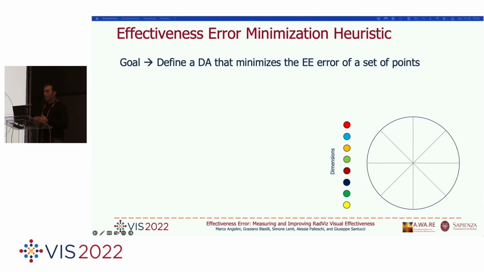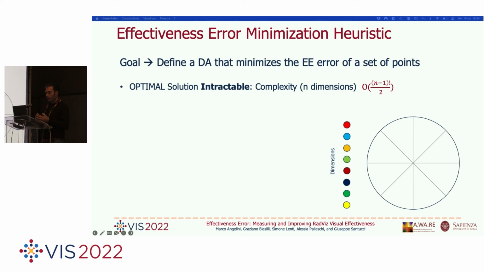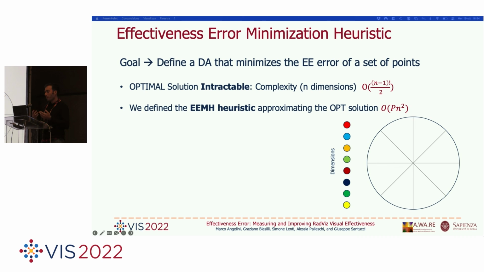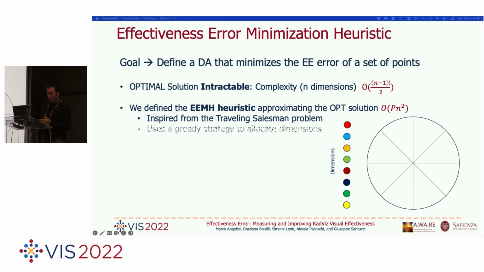Defining the best dimension arrangement that minimizes the error of a set of points is not an easy task. The optimal solution is intractable in most cases. In fact, this is factorial in the number of dimensions. And to cope with the problem, we define a heuristic that approximates the solution. It is inspired by the traveling salesman problem and uses a greedy strategy to allocate dimensions in polynomial time.